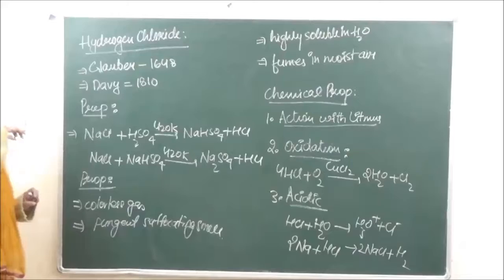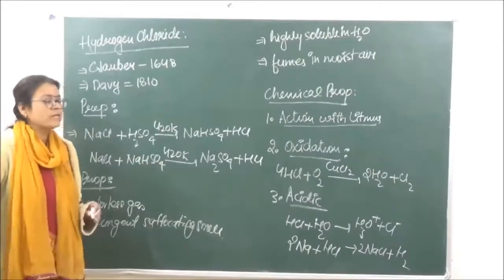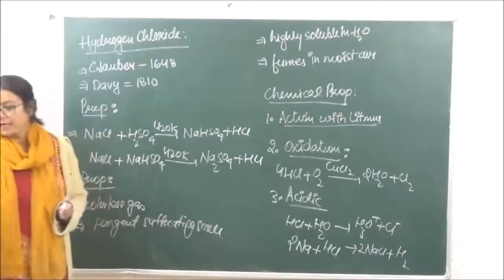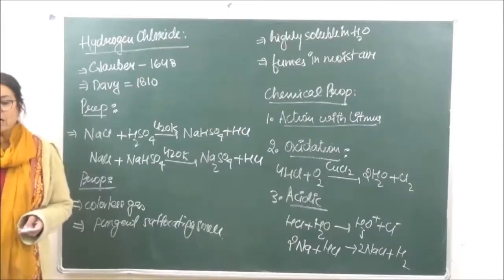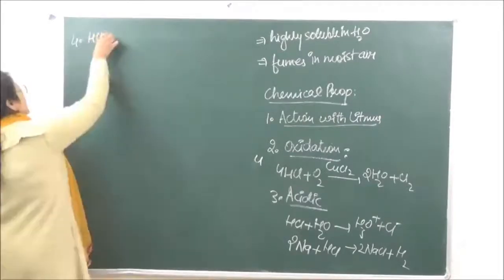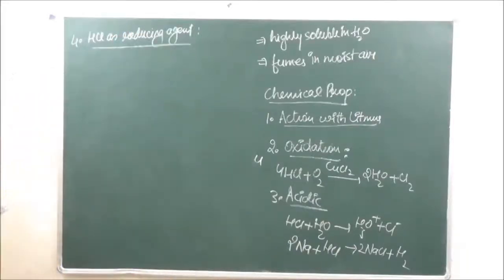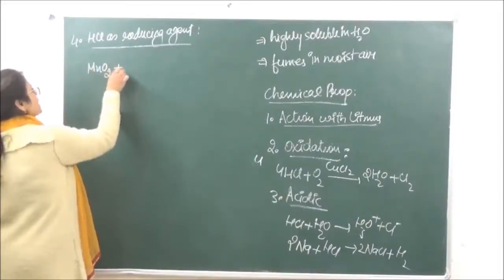Also, the neutralization reaction of HCl and NaOH, that is also going to explain the acidic nature of HCl. ठीक है, समझ में आ गया? फिर उसके बाद हमारे पास आता है HCl as a reducing agent. Reducing agent में we have just done the reaction again for the preparation of chlorine.